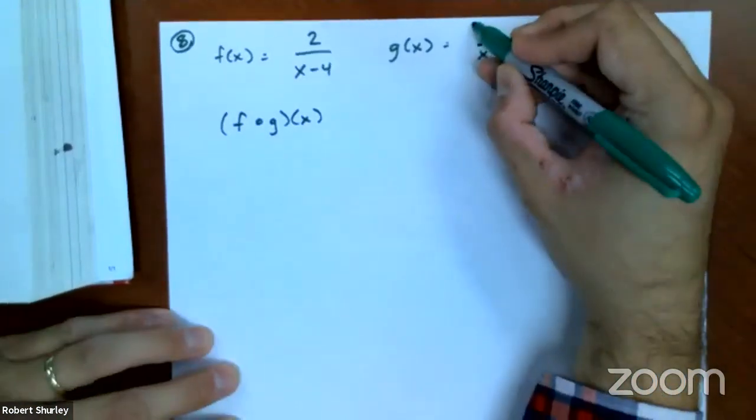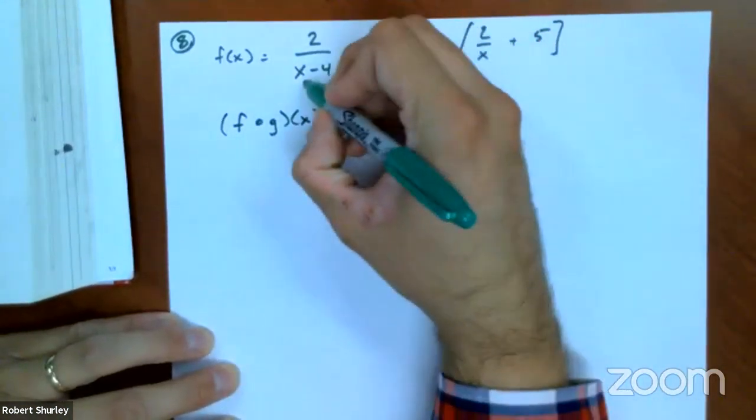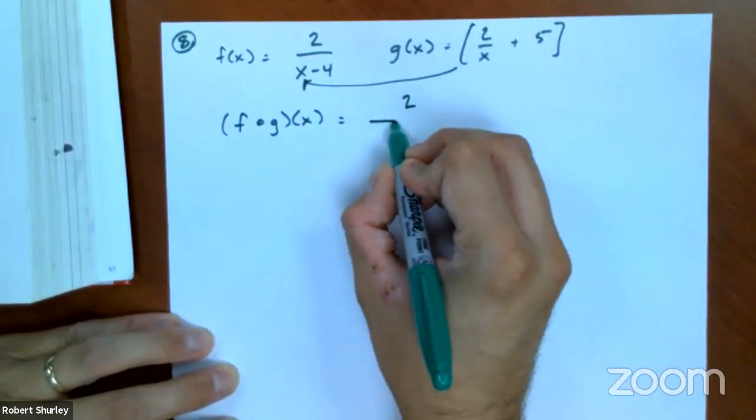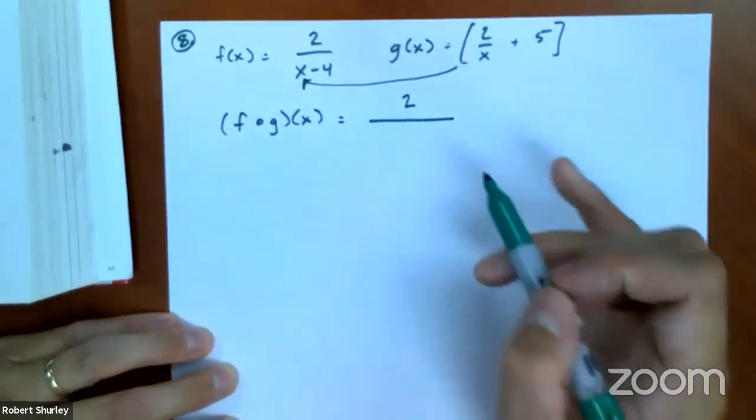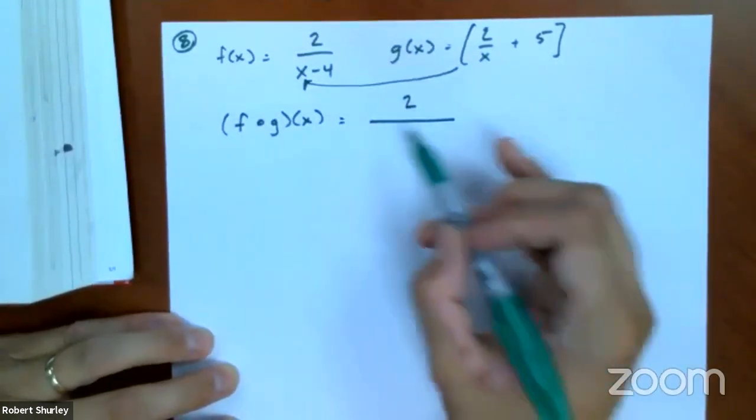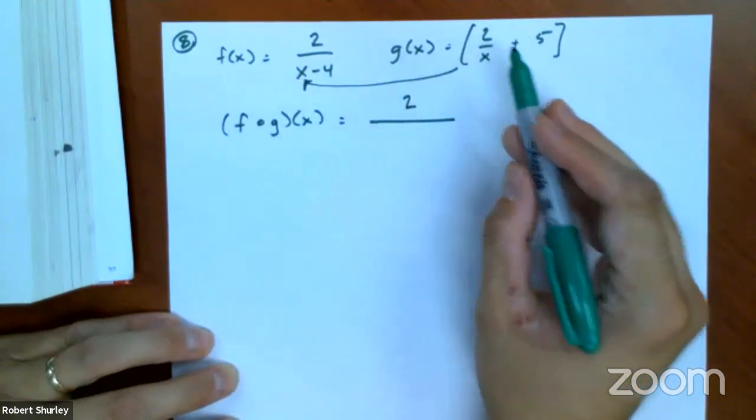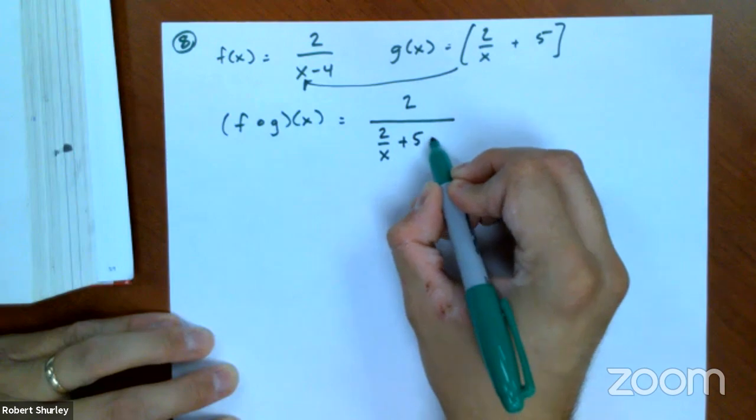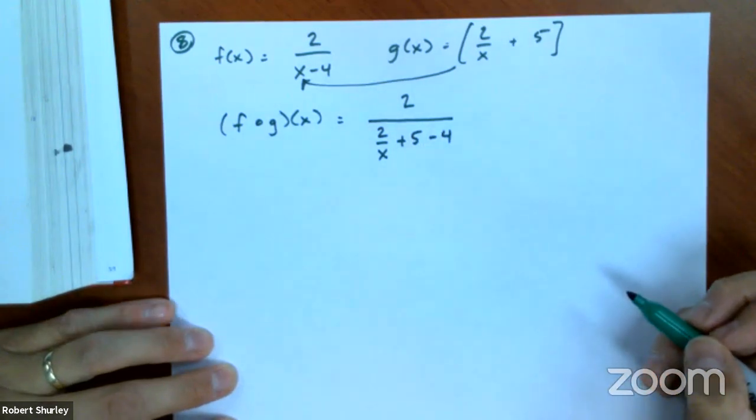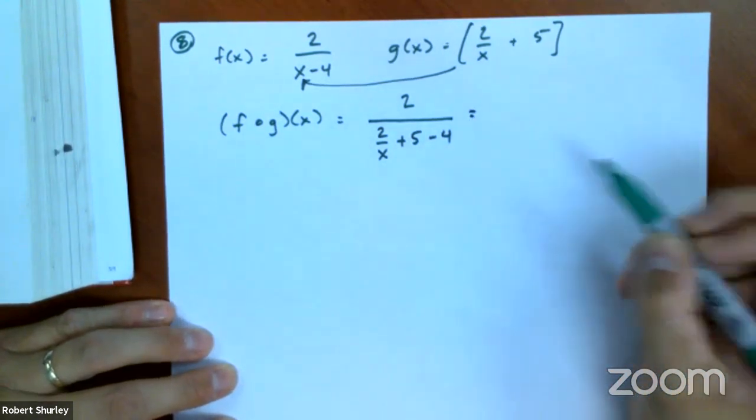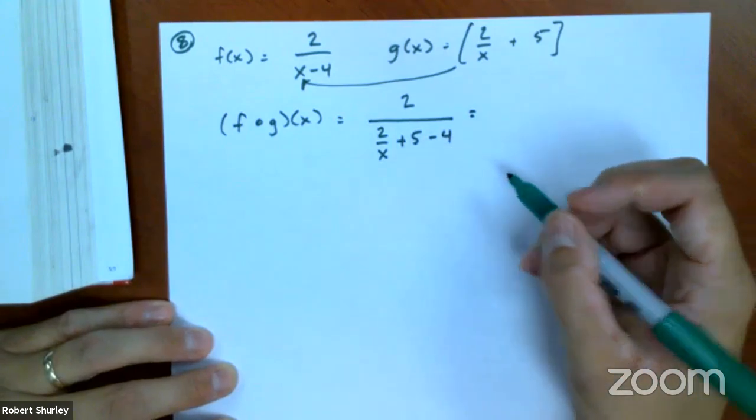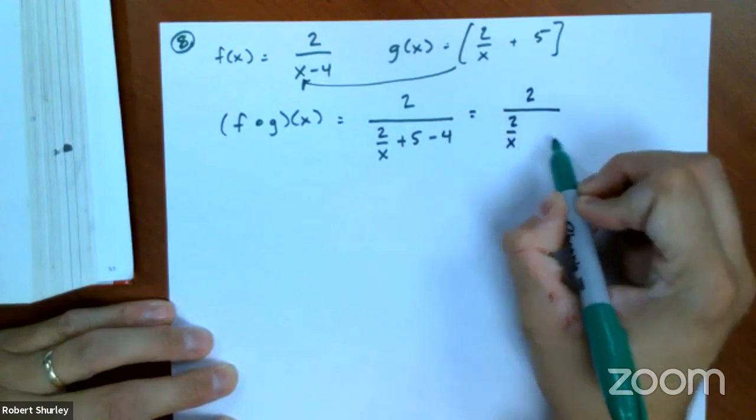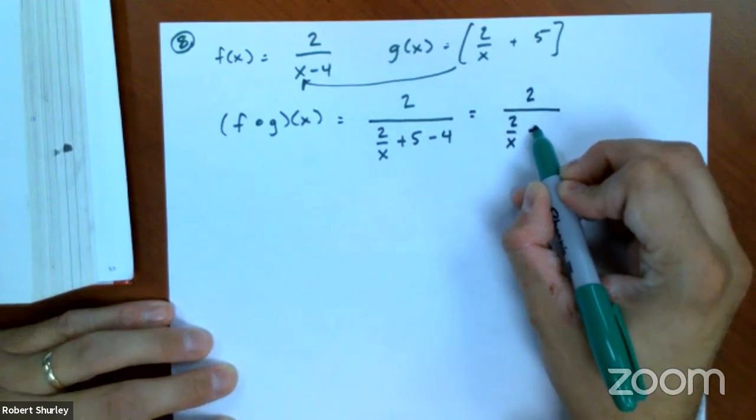So let's do that. I'm going to take this whole g function, and that's going to be my x value right there. So I get 2 over, now I have to pay attention to the big fraction, small fraction. The big fraction is going to be right here, so 2 is the numerator of the big fraction. And then the x has a little fraction in it: 2 over x plus 5 minus 4. I'm going to simplify that a little bit because I can add the 5 and the minus 4. So I wind up with 2 over x plus 1.